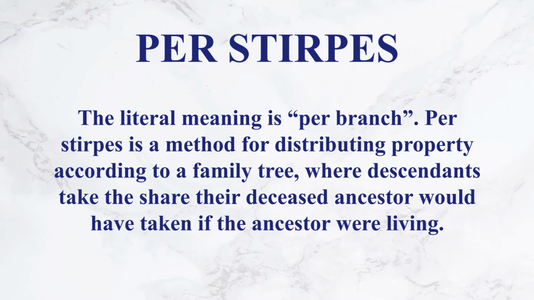Per stirpes is a method for distributing property according to a family tree, where descendants take the share their deceased ancestor would have taken if the ancestor were living. So if your son died and left behind 3 daughters and your trust is distributed per stirpes, then the daughters would inherit their father's portion of your estate.